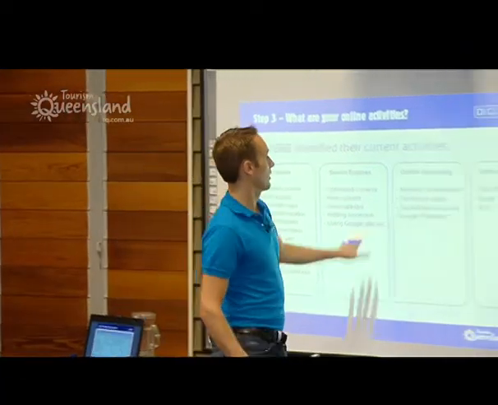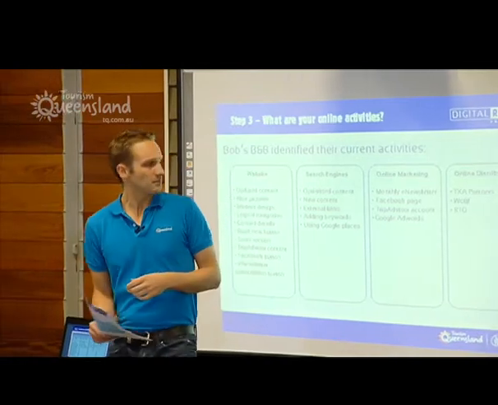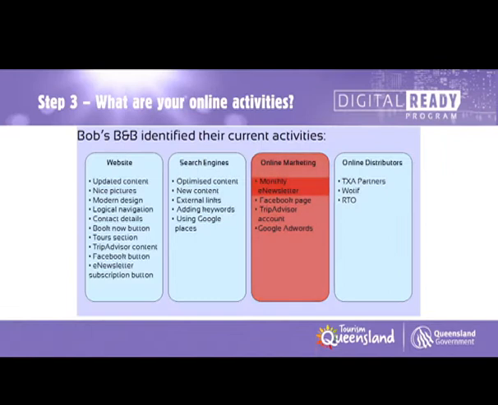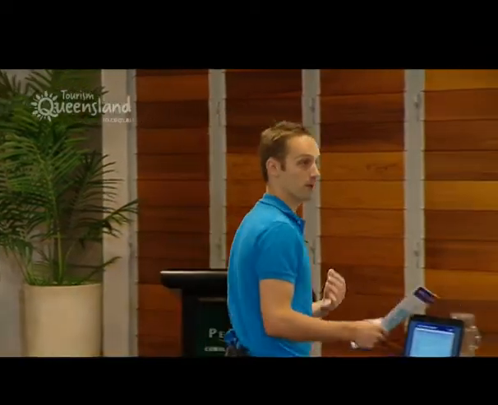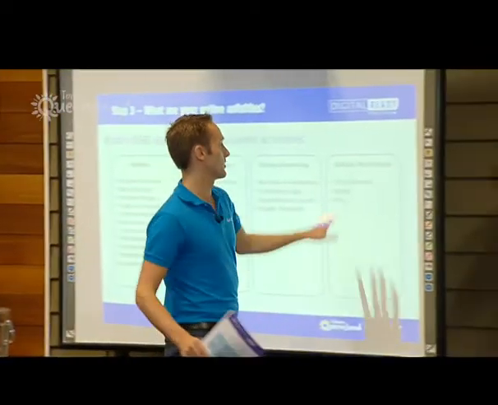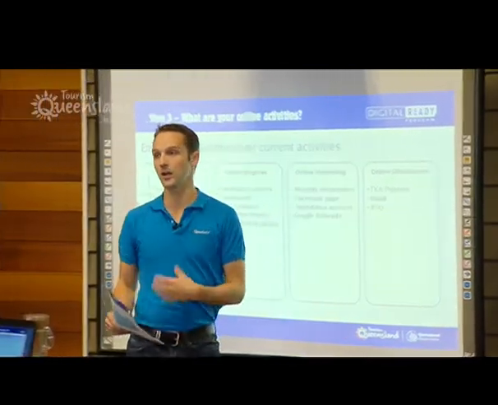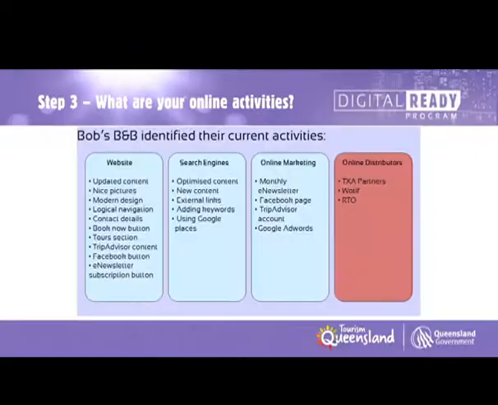And then he thinks about, okay, online marketing, what else am I doing? And he's sending out a newsletter quarterly. He has a Facebook page, a TripAdvisor account, and he's trying to work with Google AdWords. And because we're in the tourism industry, the online distributors are quite important as well, because that's how we sell our products as well. And he's working with TXA partners. He is using Wotif, and he's using the regional tourist offices. So that's his way to distribute his product.